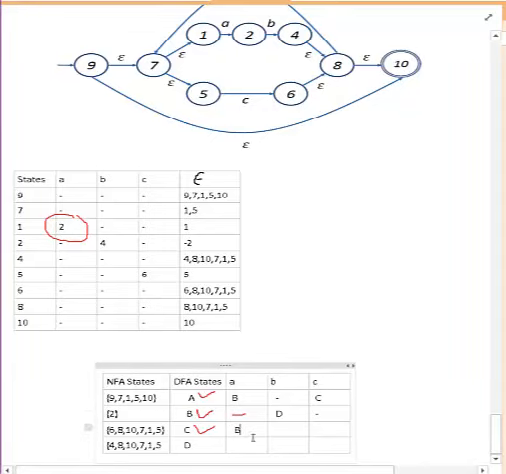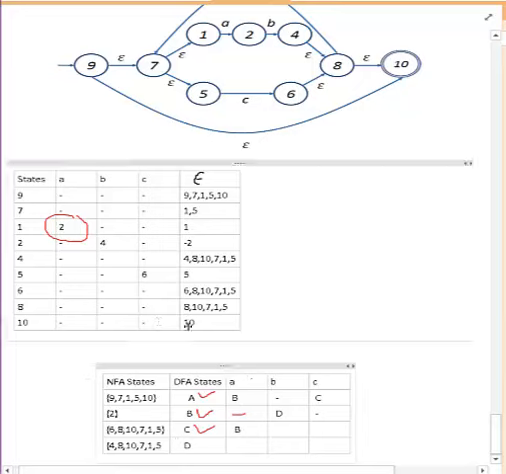Now on B, which has a transition only on the 2: has it 2 in it? No, it doesn't, so I don't go anywhere. Then I will have C. On C the transition is only on the 5. Is the 5 here? Yes, 5 is here, so from 5 I can go to 6, then to the 8, then to the 10 and 7 and 1 and 5.